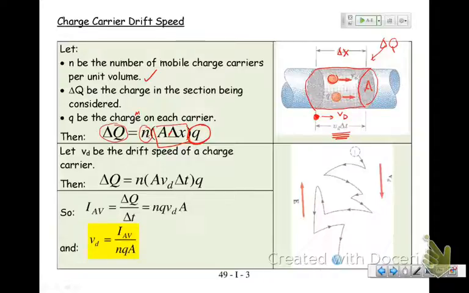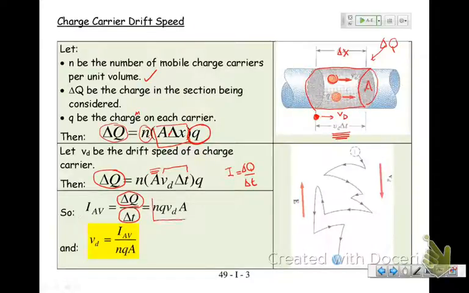Velocity multiplied by time. So rather than this volume, rather than this delta x, I can say the volume is the area multiplied, not by delta x, but by this drift velocity multiplied by time. And that's interesting. I don't know what the time is, but here's the nice thing. My current equals the amount of charge per unit time. So if I divide this expression for the amount of charge by unit time, I get my current.